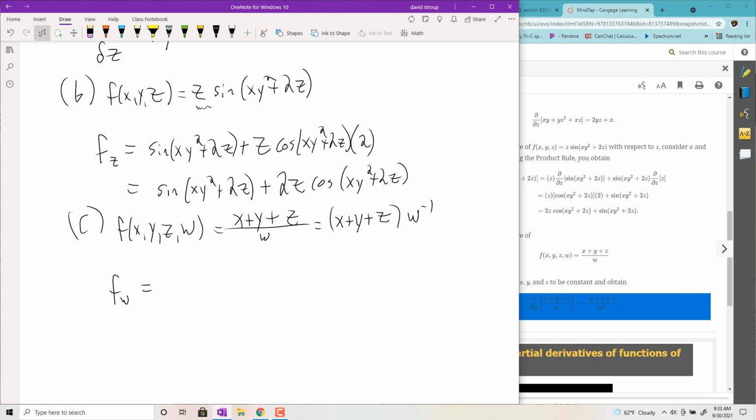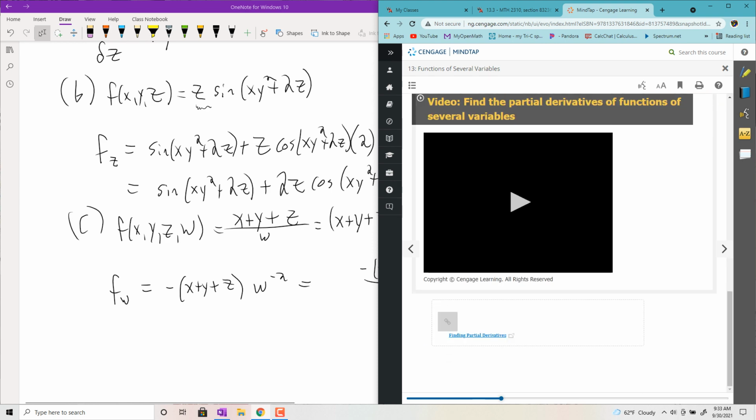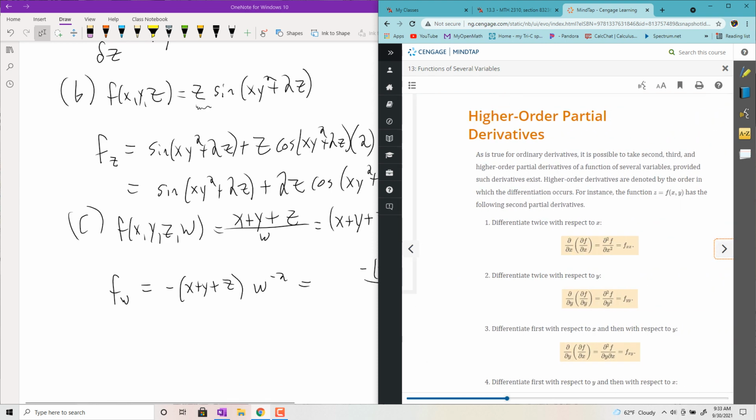So for the derivative, you could just use the power rule, bring down the negative. You get x plus y plus z, and then w to the negative 1 minus 1 is negative 2. So you get negative (x plus y plus z) all over w squared. That's what you want to do. So no big deal there.